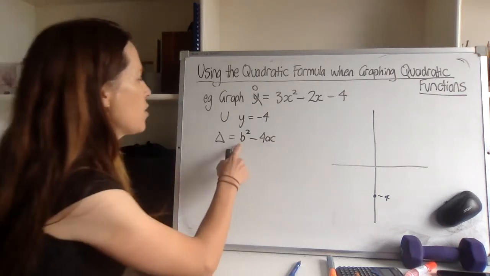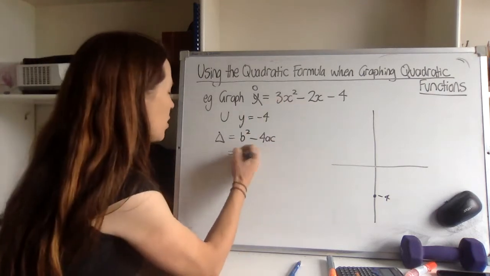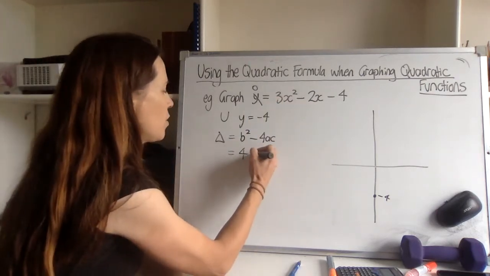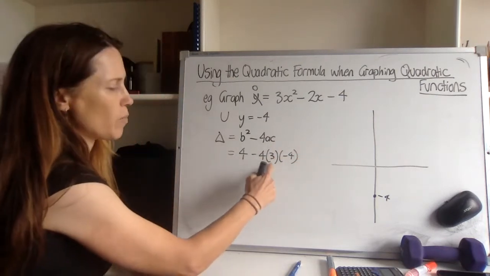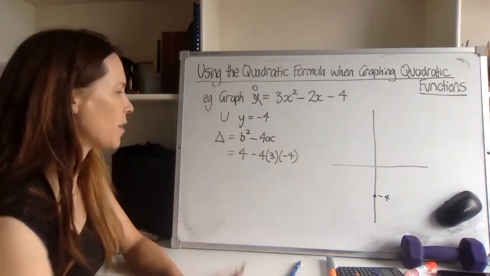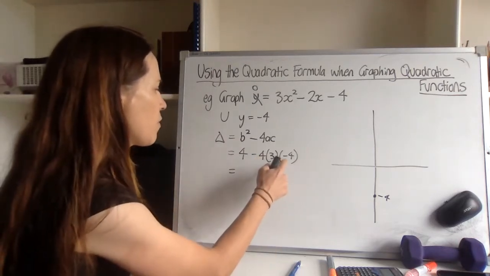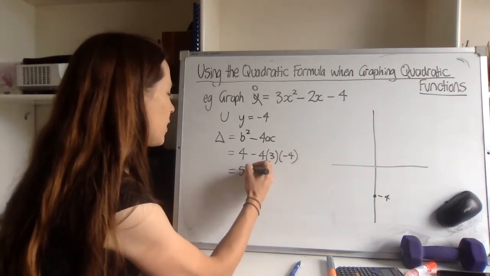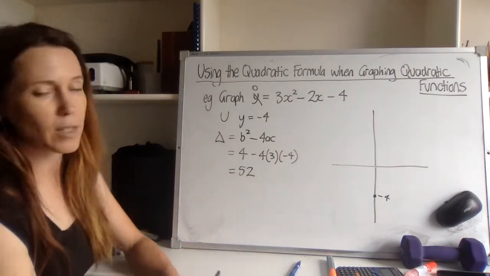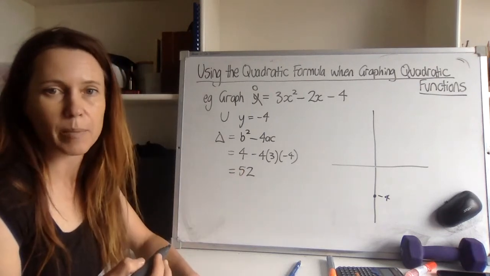So b squared, remember b here is negative 2, not just 2. So we've got negative 2 squared, which is 4, minus 4 times 3 times negative 4. I often just put my numbers straight in like that so that I don't make a sign error. I can then clearly see what I've got. So here we've got positive 16 times 3, that's 48. You can use your calculator for this. Obviously, we'll get 52. Now, 52 is a positive number, so I know we've got some intercepts here.